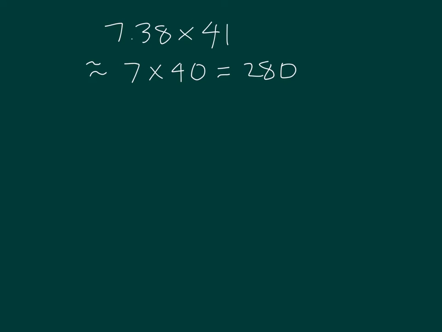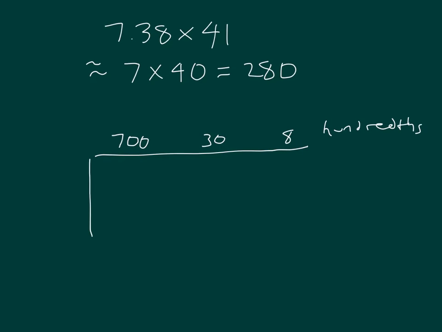Let's set up an area model. We have 41 units of 7 and 38 hundredths. I'm going to rename 7 and 38 hundredths using only hundredths. How many hundredths would that be? Right, 738. So we write that out, 738 hundredths for our area model. Multiplied by 41.